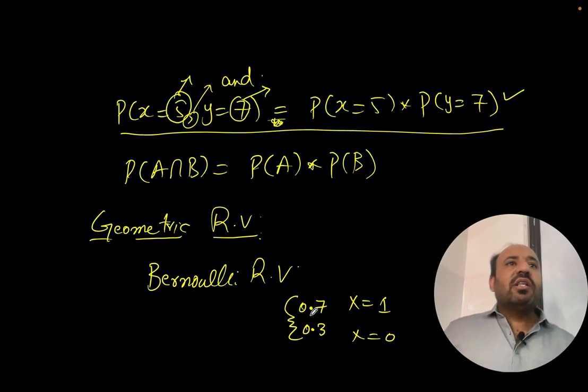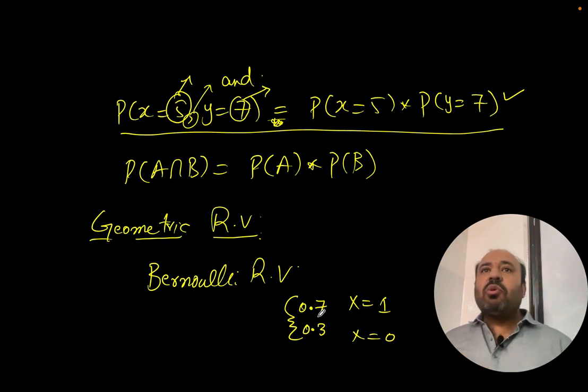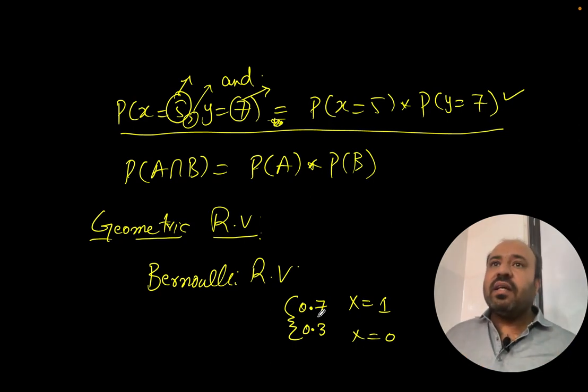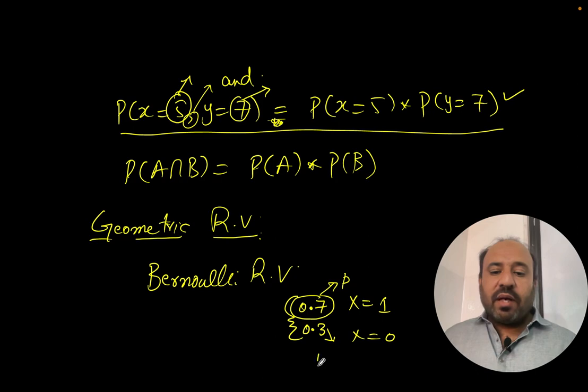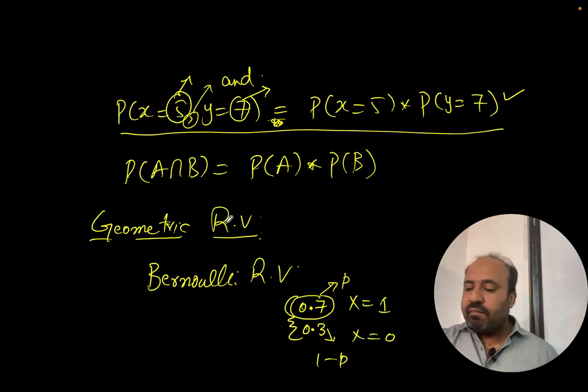Okay, but this is not just for a coin. It is for every situation in which you have just two options, either this or that. In that case, you can model that using a Bernoulli random variable. So this is called the probability of success. We can call it P, and this is the probability of failure, 1 minus P. Okay, geometric random variable. The geometric random variable is the following.